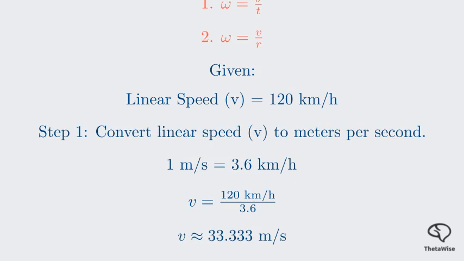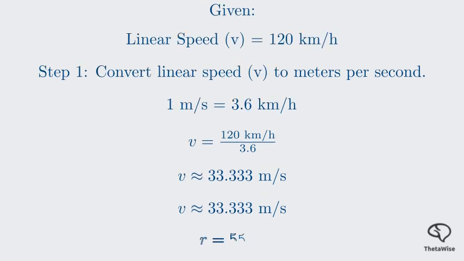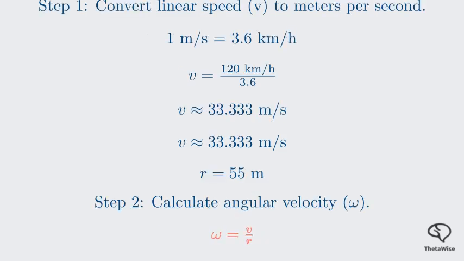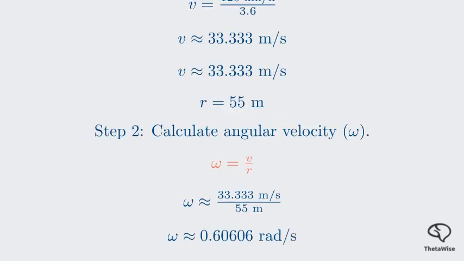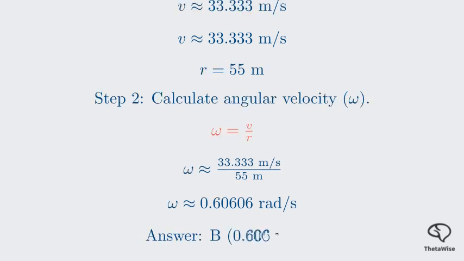From the previous question, we know the radius r is 55 meters. With v equals 33.333 m/s and r equals 55 m, we can proceed to calculate angular velocity. Using the formula omega equals v over r, we plug in the values: 33.33 divided by 55. This gives us approximately 0.60606 radians per second. Rounding to 3 decimal places, the angular velocity is 0.606 radians per second. This matches option B. The correct answer for 2.2 is B, which is 0.606 rad/s.